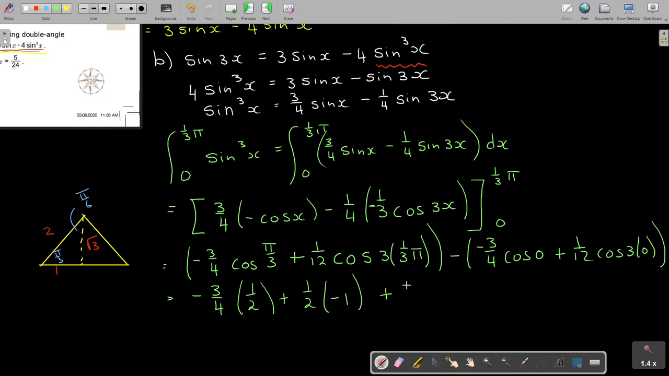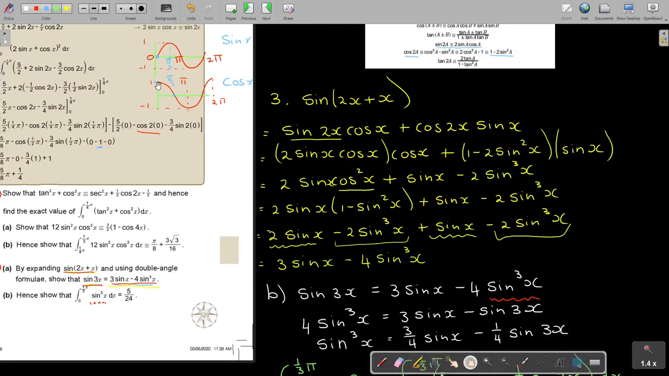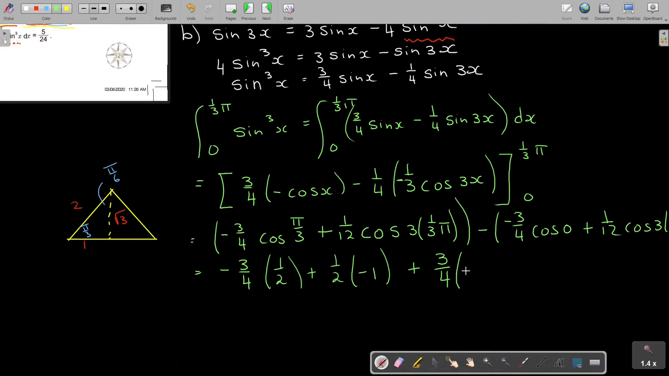Plus, this is the plus, 3 quarters. Now, what is cos 0? You already know that. I don't even have to show you. That is fine, I'll show you. Here is cos 0. So cos is 1 at 0. You can even press it on the calculator. Oh, be careful. It's not the plus. That was a plus, but that's negative 1 over 12.